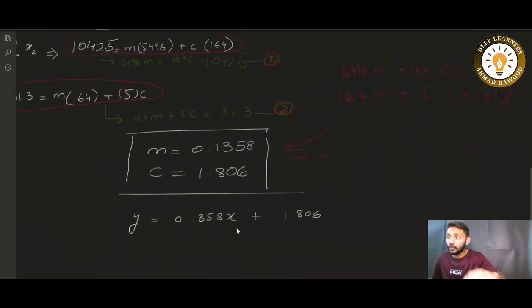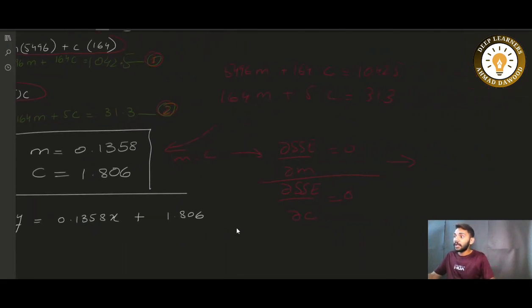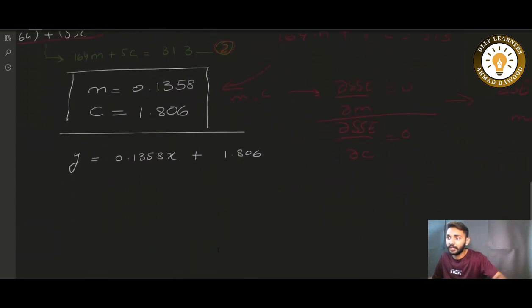Now we have gotten the m and c values where the partial derivatives of SSE with respect to m and with respect to c are equal to 0, or in other words, where SSE is minimum. Now with this m and c, you can directly write your equation. Here your y cap will be equal to 0.1358x plus 1.806. You got this equation. Now you can say your model is trained. You have gotten your optimal parameter values where your error is minimum.